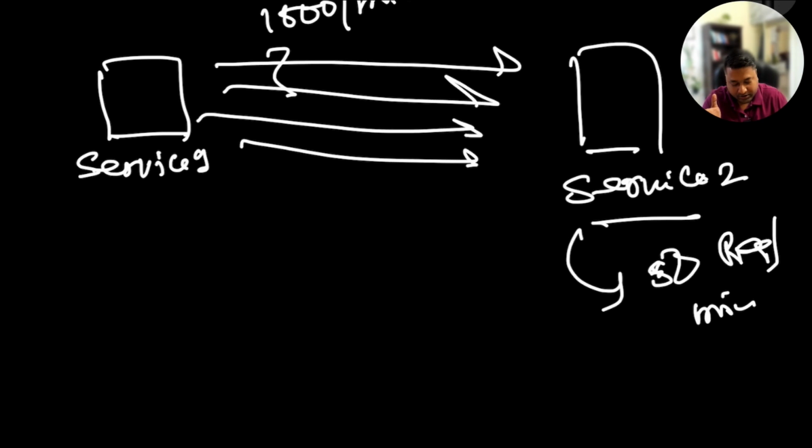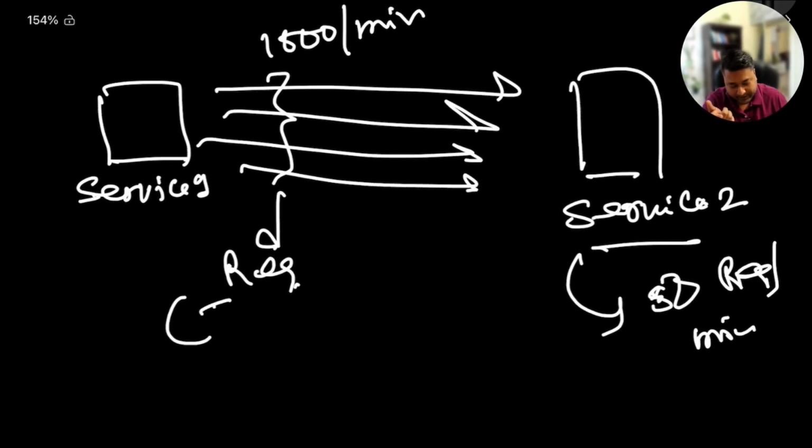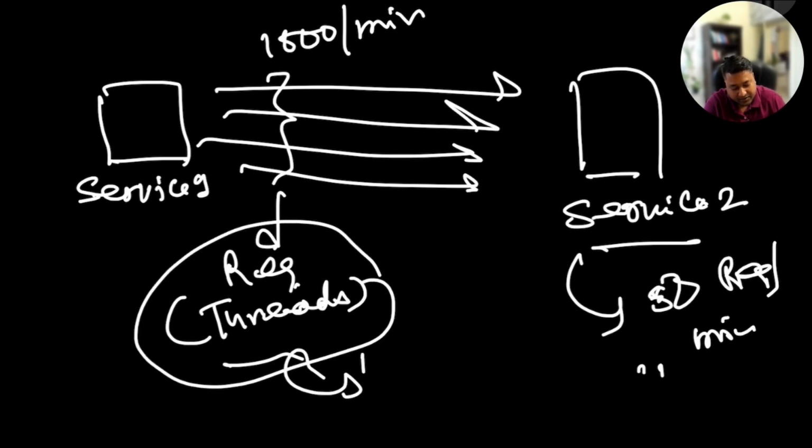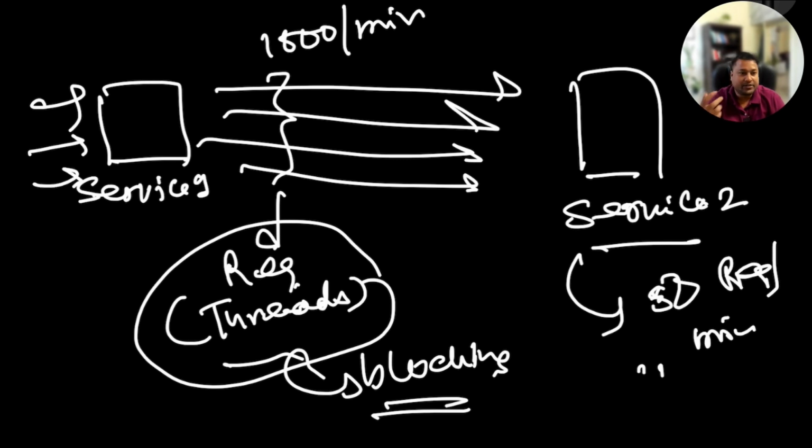So all these requests that service 1 is hitting must be served by some kind of threads. Those threads will be taken from the application thread pool. Now what will happen is, if these requests take a lot of time to process and send the response back, all these threads will go into a blocking state. Then new connections cannot be made to this service, and the overall system performance will go down a lot.